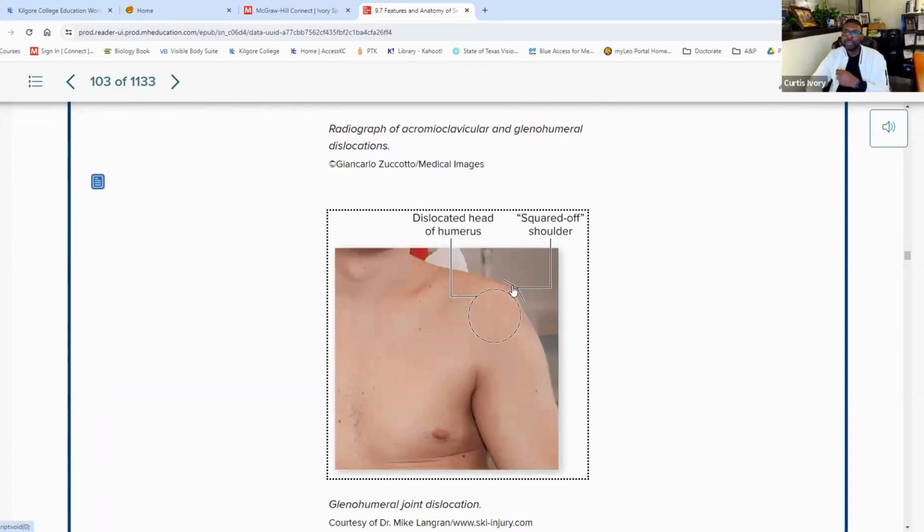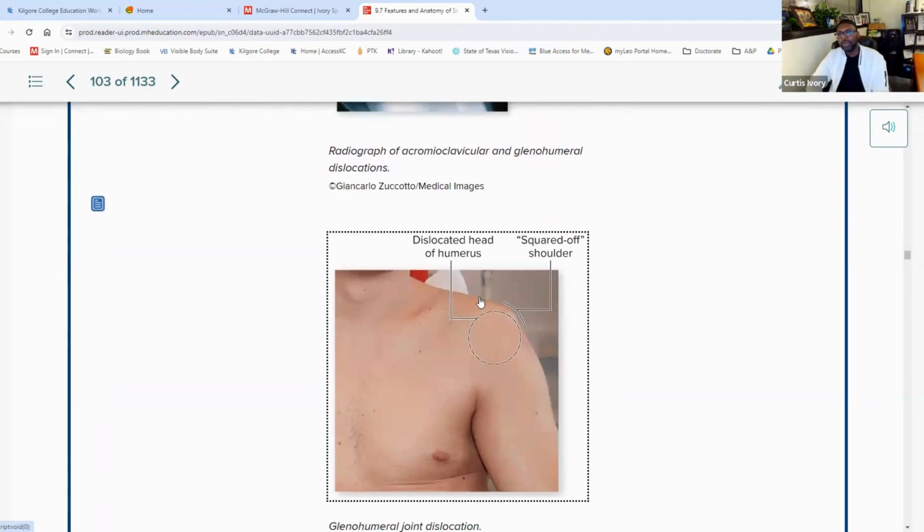And here we can actually see what it looks like on a person. We can see that the shoulder is really square because now we're seeing the acromion and the coracoid process. So it's very, very squared off. And then here we can see the head of the humerus is just hanging, really just sagging in the arm. So here we can see that it's become dislocated.